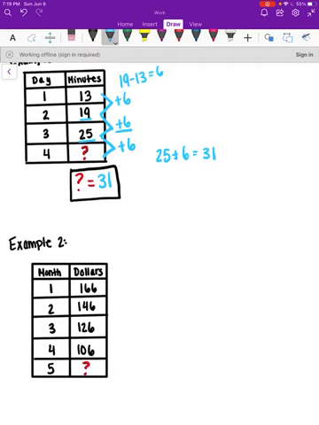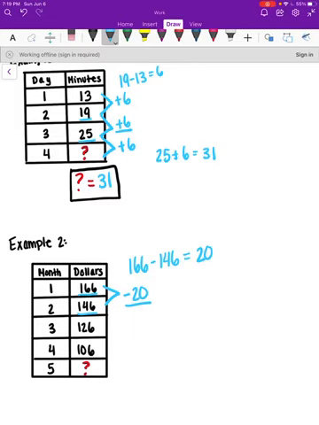So I'm thinking, okay, how do I get from 166 to 146? And again, I'm probably going to add or subtract. And because it's going down, I know I need to subtract. So what is 166 minus 146? Well, that equals 20. So I know I need to subtract 20. So 166 minus 20 equals 146.